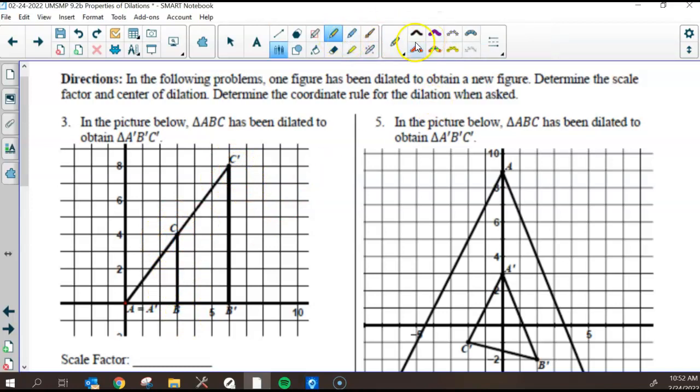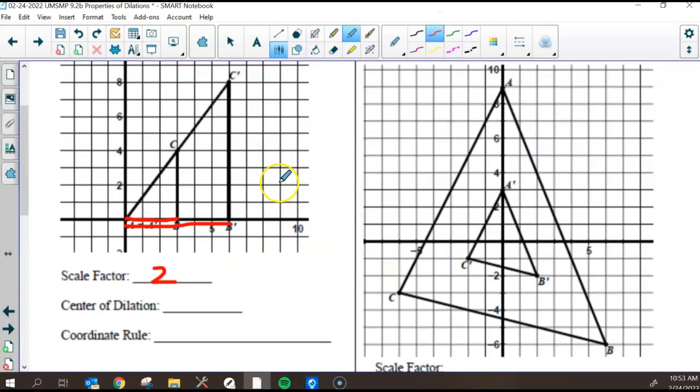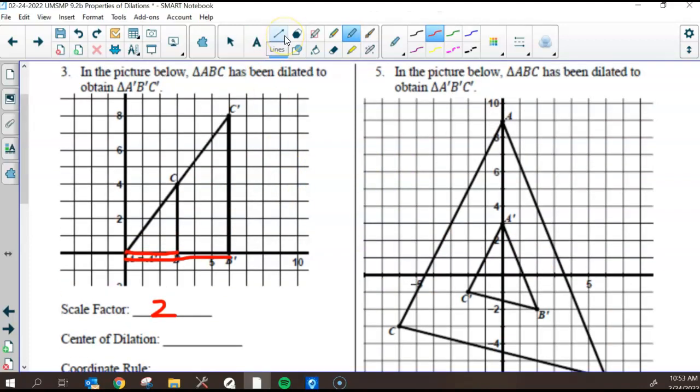Again, let's take a look at these distances. The distance here is 3, and the corresponding distance in the bigger one is 6. How does that 3 change to a 6? 2. So the scale factor is 2. What is the center of dilation? This one I hope is pretty easy to see. Yeah, it is 0, 0, or the point A.